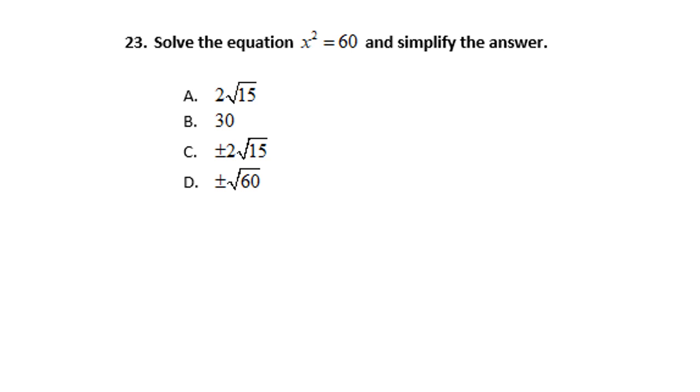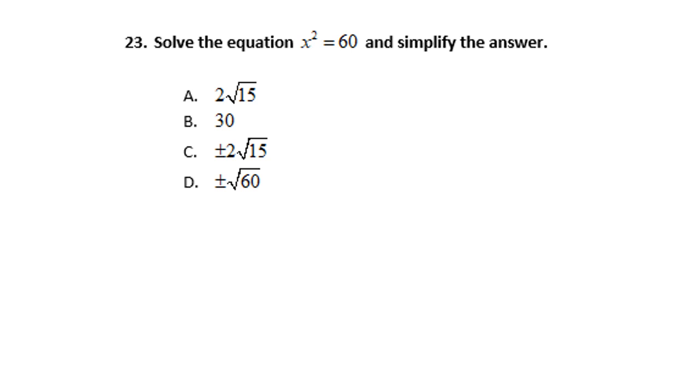Number 23. Solve the equation x squared equals 60 and simplify the answer. A. 2 times the square root of 15, B. 30, C. Plus or minus 2 times the square root of 15, D. Plus or minus the square root of 60.